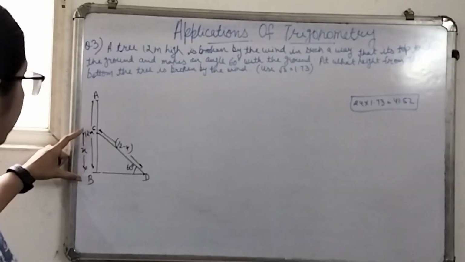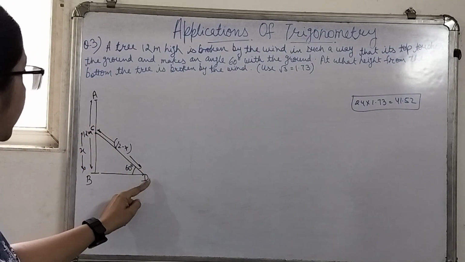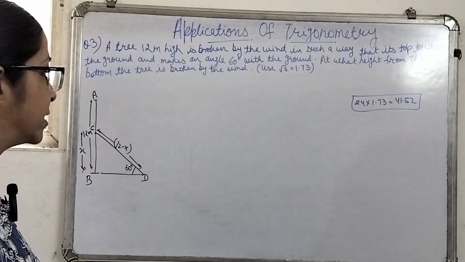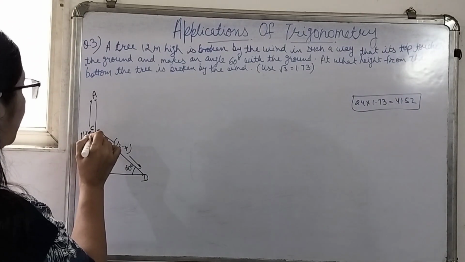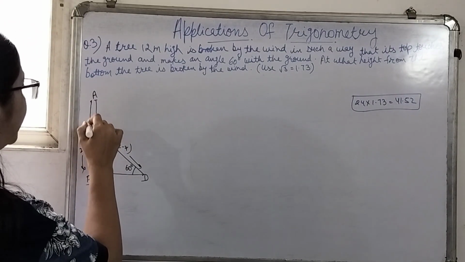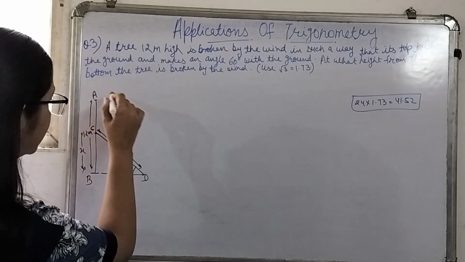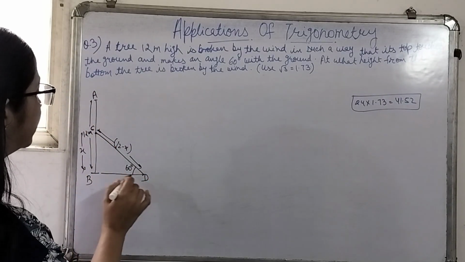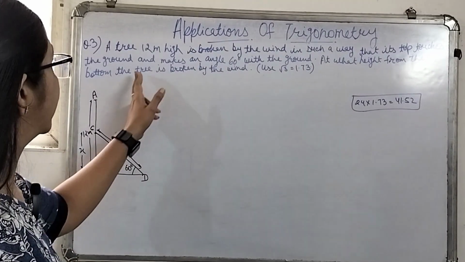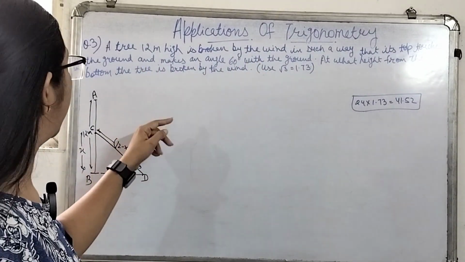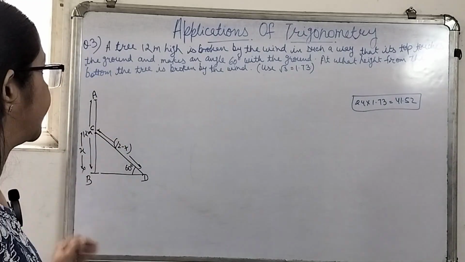So if this part CB is x, then this part which is equivalent to AC will be 12 minus x. We are assuming that from point C the tree is broken and this part is touching, and A is coinciding at point D, and this is the ground level. The angle which it is making is 60 degrees. That means this angle is 60 degrees. We have to find the value of x over here.